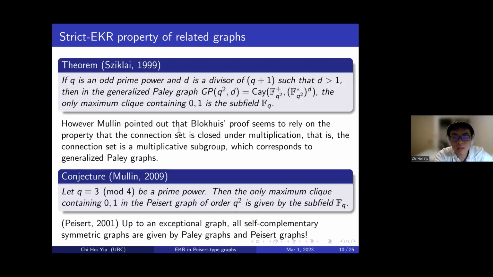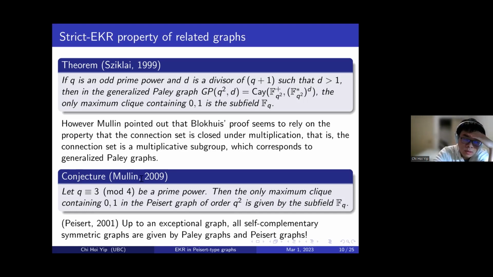So if we consider those connection sets which are multiplicative subgroups, then those Paley graphs exactly correspond to generalized Paley graphs. So somehow Moulin's conclusion is that Broca's proof can only be extended to generalized Paley graphs. So in other words, if we want to work on some other graphs, then Broca's proof probably won't work.